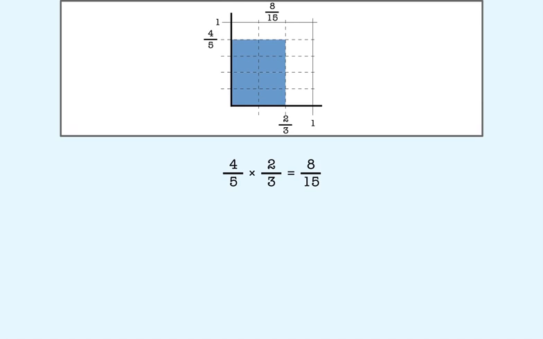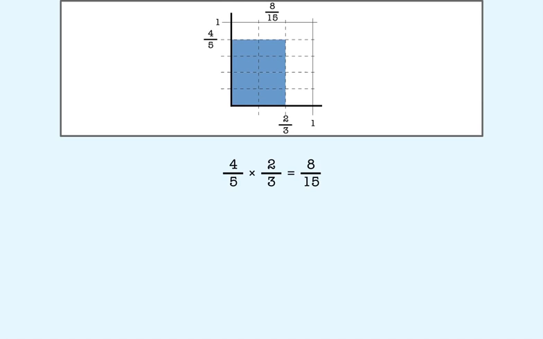You know that the multiplication of both whole numbers and fractions can be represented using an array that looks like this. This example shows 4/5 multiplied by 2/3. The product of multiplying the fractions is 8/15.